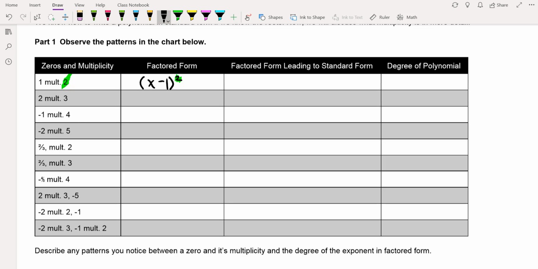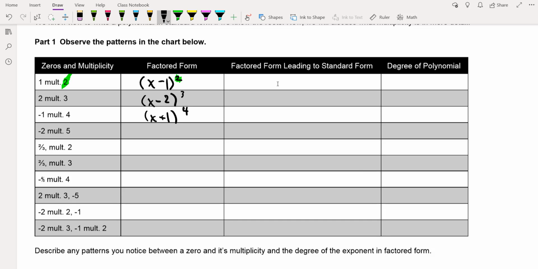Let's do the one below it. The 2 is the zero, so we would have x minus 2, and the multiplicity is 3, so we would have a 3 as the exponent. Pretty straightforward. Be careful on ones like the one below that. If you have an x-intercept or a zero of -1, don't forget to switch the sign. That's going to be x plus 1. The multiplicity is 4, so our exponent would be 4.